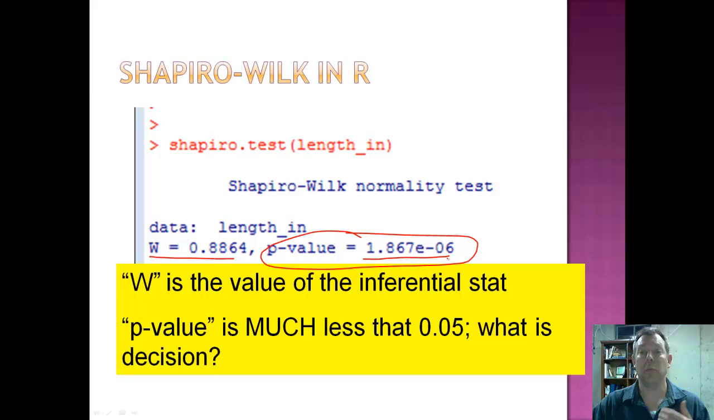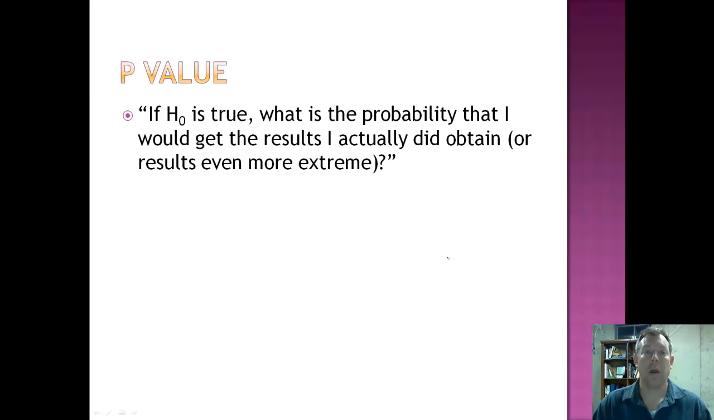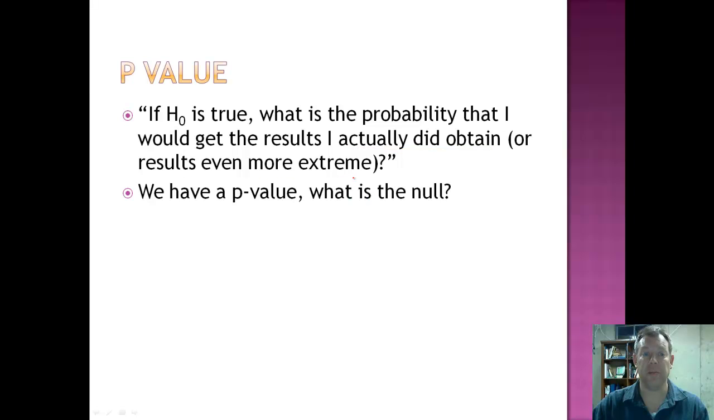And so what is our decision? If p is less than alpha, then we reject the null. And remember again what a p-value is. So I ask you to memorize this definition. If the null is true, what is the probability that I would get the results I actually did obtain, or results even more extreme? Okay? And so that's what this p-value tells us.